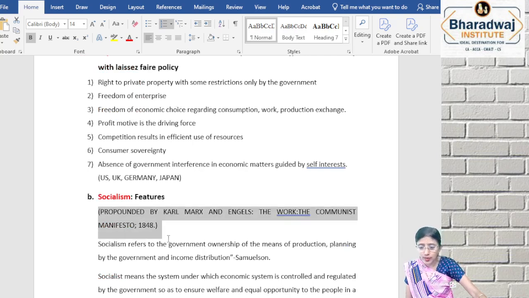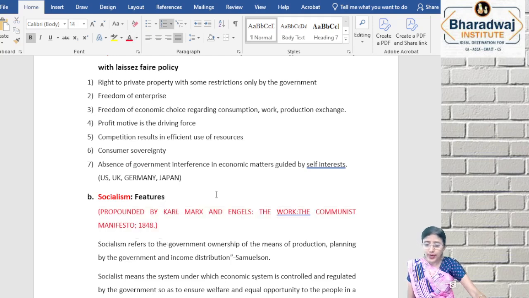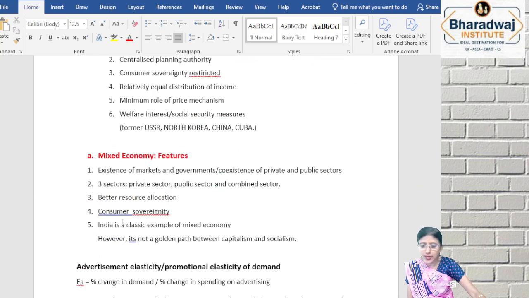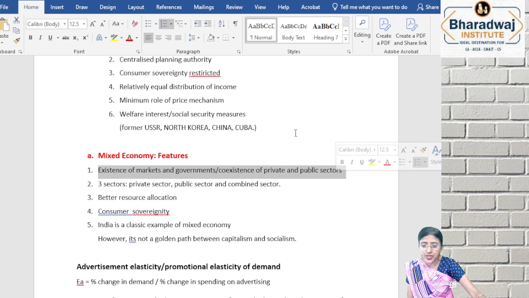But in socialism, you have one technical point to remember. Who propounded this? It was propounded by Karl Marx and Engels, and the name of their important contribution is the Communist Manifesto, published as early as 1848. Okay, that is an additional point there. And what is mixed economy? Mixed economy is where the private and the public sector coexist.